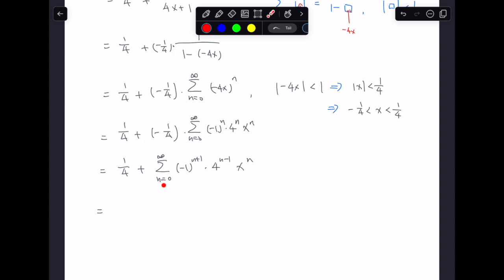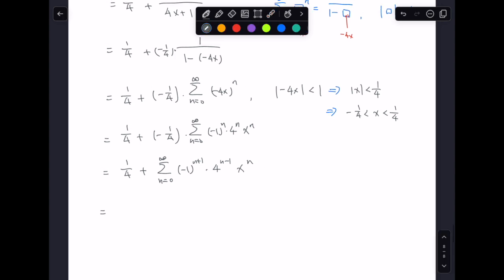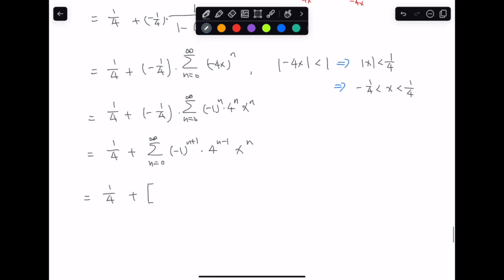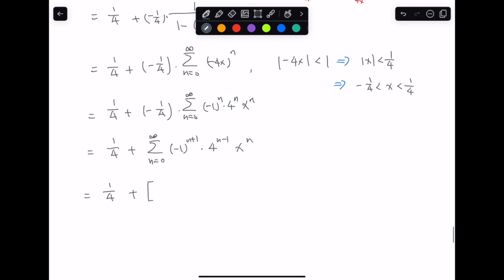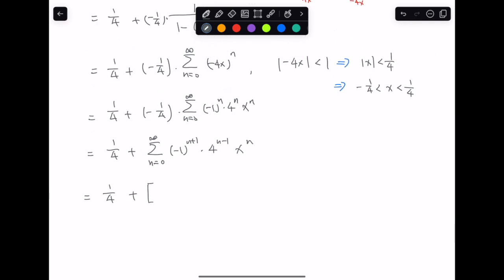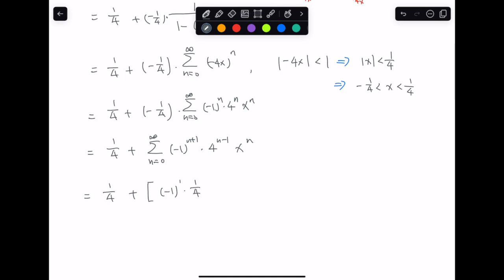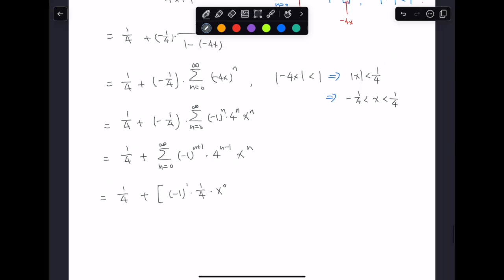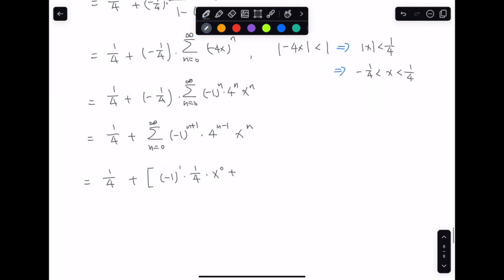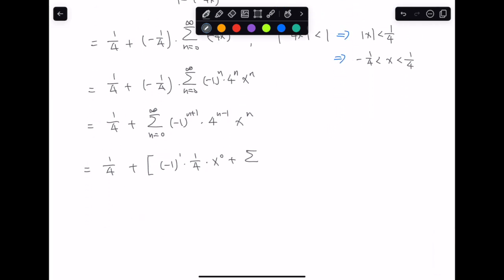When n is 0, we see that the first term can be written as -1 raised to 0 plus 1, that is 1, right? And then 4 raised to -1, which is 1/4, and then x raised to 0, which is going to be 1. And then the remaining terms is going to be the summation that starts with 1, that is this.